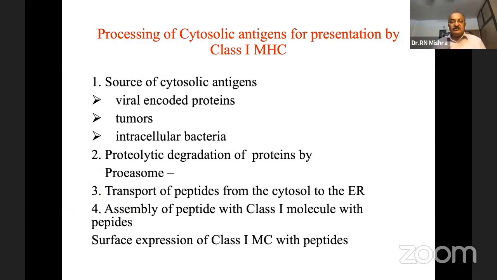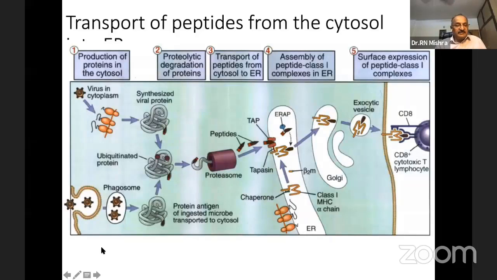For processing of cytosolic antigen by class 1 MHC, usually certain antigens, I told you, could be viruses, which are inside the cell, like the COVID virus, or tumors, or intracellular bacteria. These are proteolytically degraded by the proteasome, and the peptide is transported from the cytosol to the endoplasmic reticulum, followed by assembly of the peptide with class 1 molecules and surface expression.